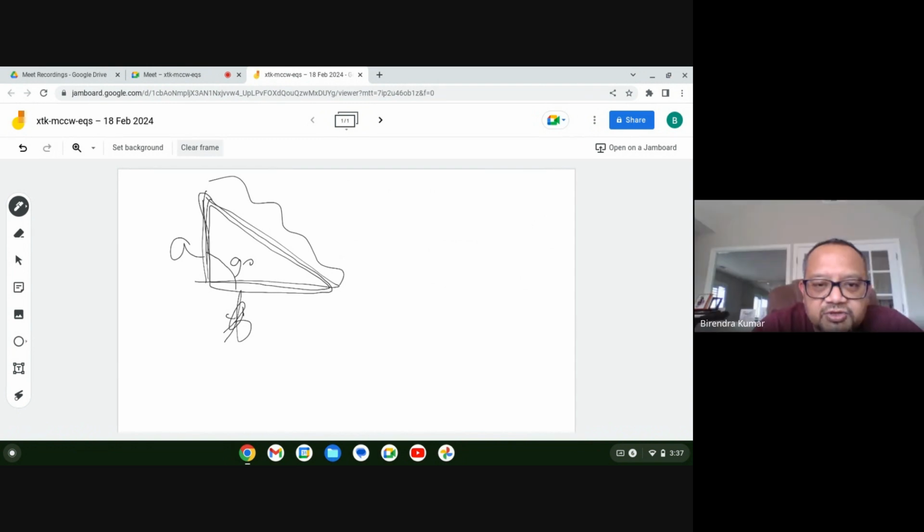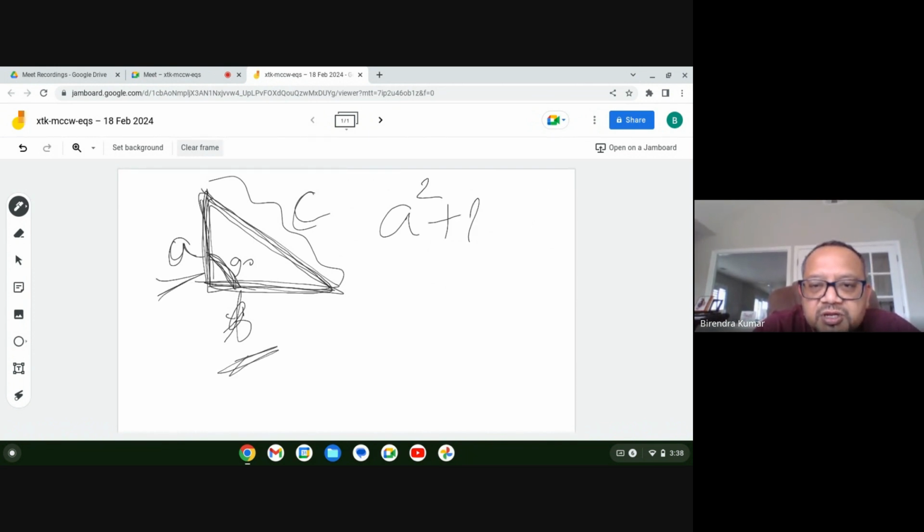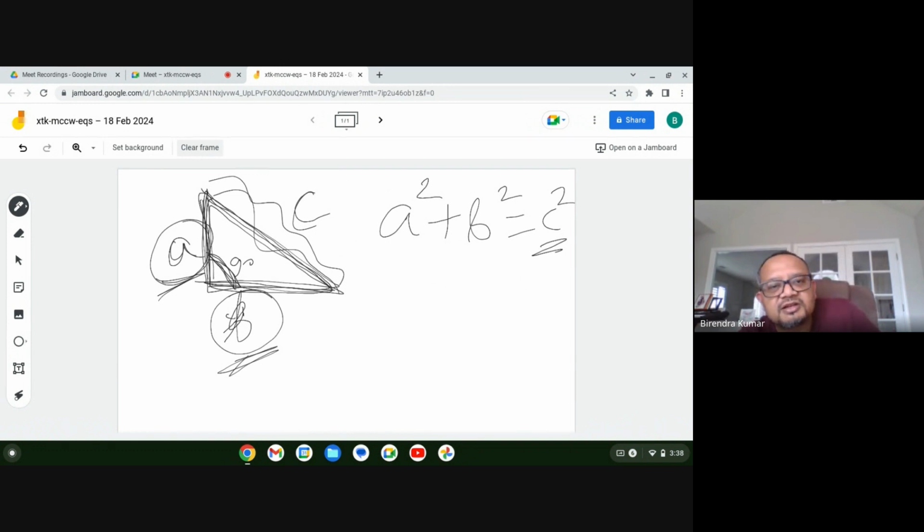Okay, that's okay. So let's call this side C. So in this right angle triangle, this is my base and this is the adjacent side. These two sides together make this angle 90 degrees. And I'm calling this hypotenuse C. So what Pythagorean theorem says is a square, which is this one, plus b square equals c square. Meaning the square of the sides making 90 degrees equals the square of the hypotenuse. This is what we tried learning in the class yesterday.